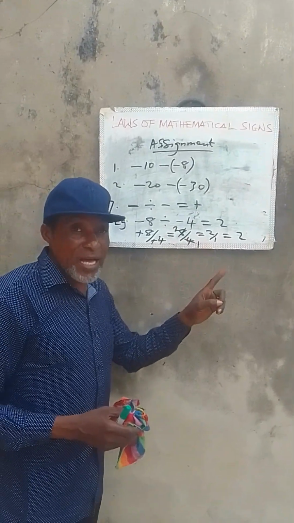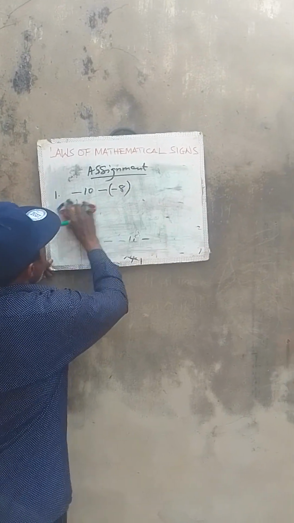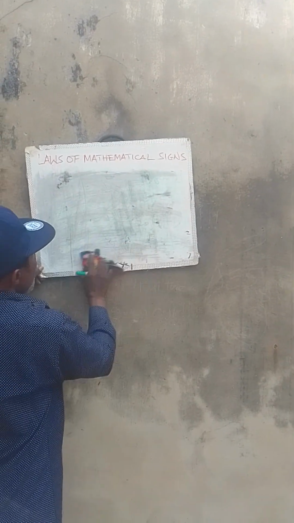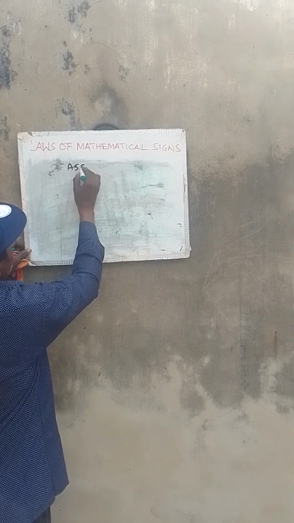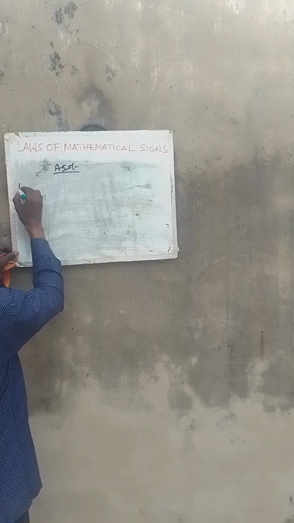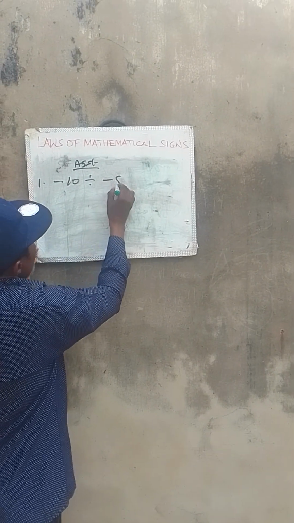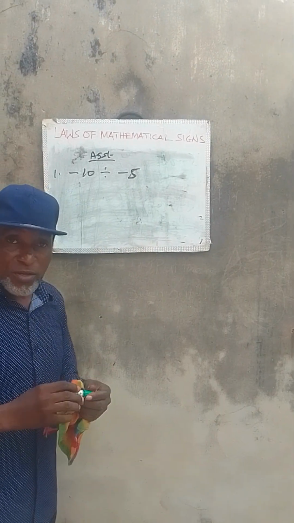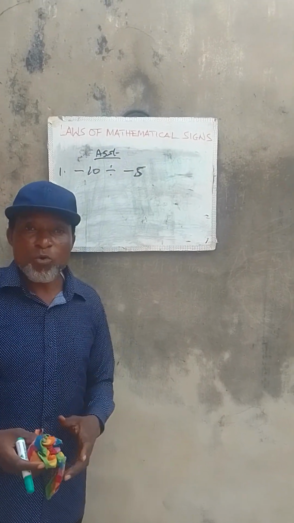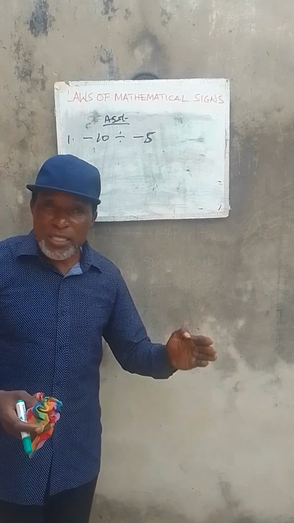So do this example while you are watching me now. Minus 10 divided by minus 5. Do that and see what will be the result. The result will be positive.